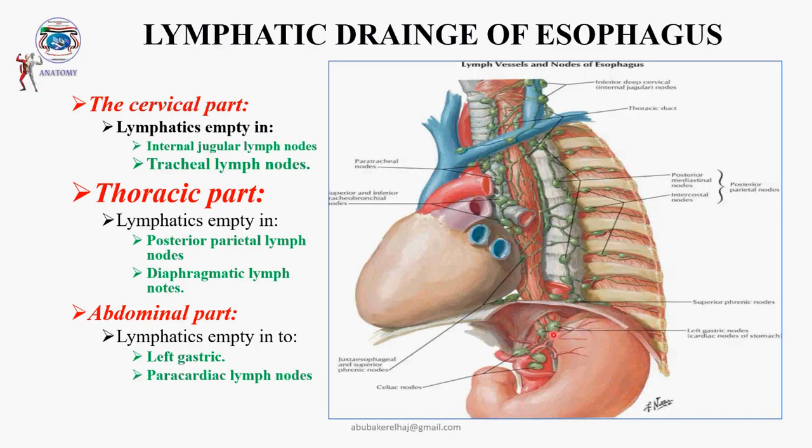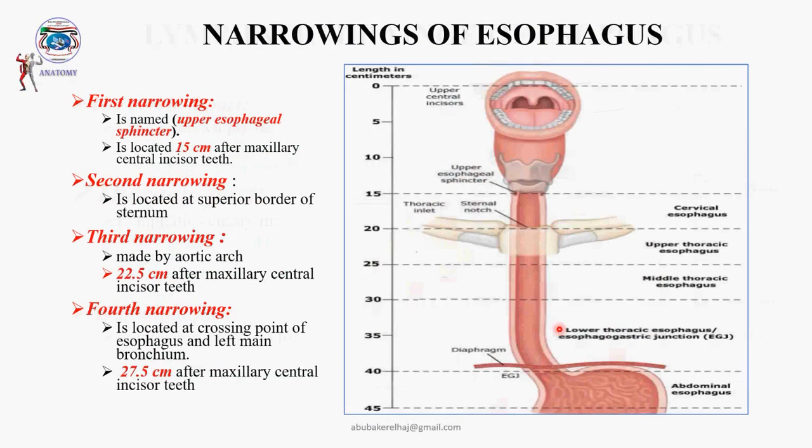Then in the abdominal part, as you see here, the lymphatic drainage is along the left gastric and also along the paracardiac lymph nodes. Then posteriorly it passes through the depths to reach the para-aortic lymph nodes.